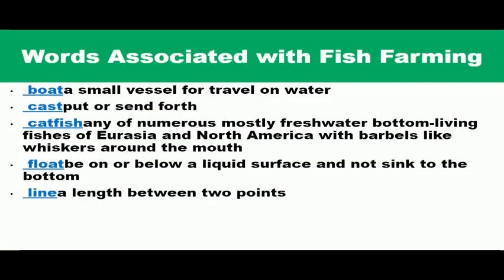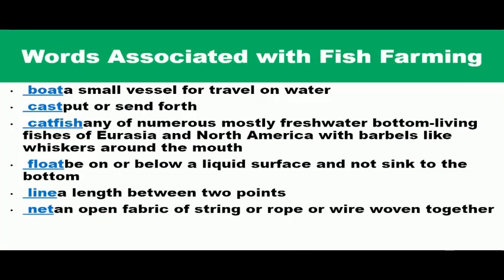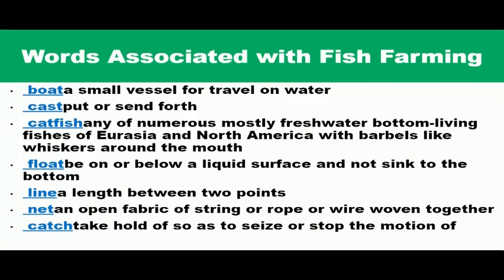Then the line is a length between 2 points, and a net is an open fabric of string or rope or wire woven together. The net is for catching fish. And to catch means to take hold of so as to seize or stop the motion of something. When you catch fish, you take hold of it either with a hook and then you draw it out of the water.